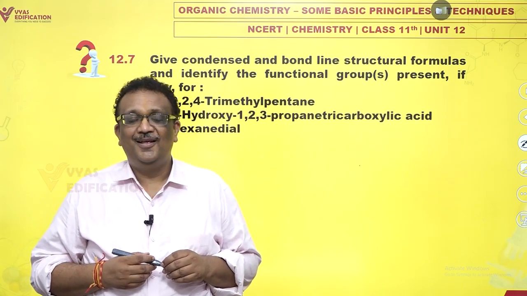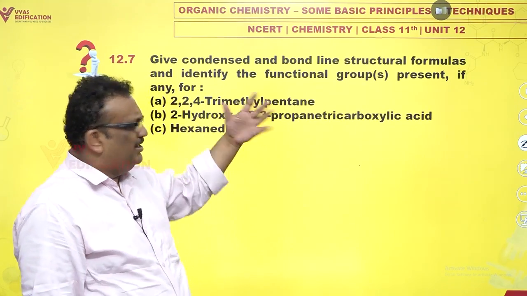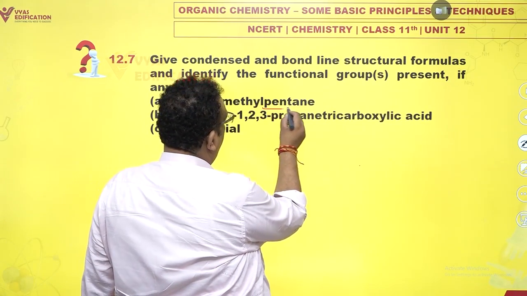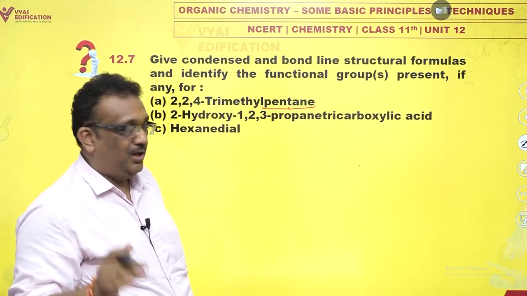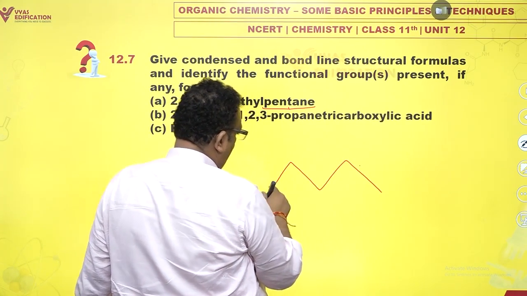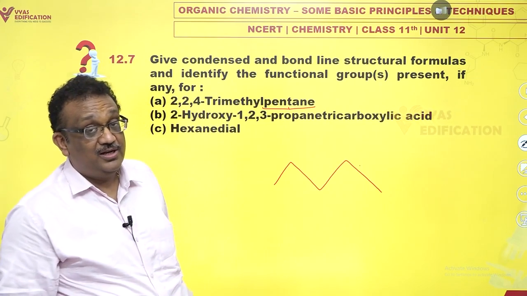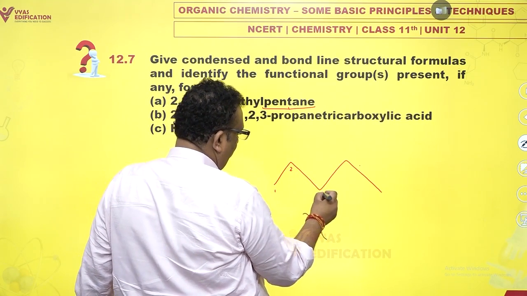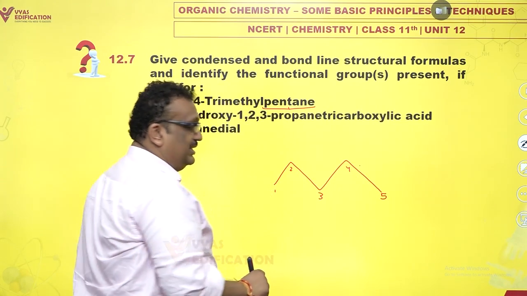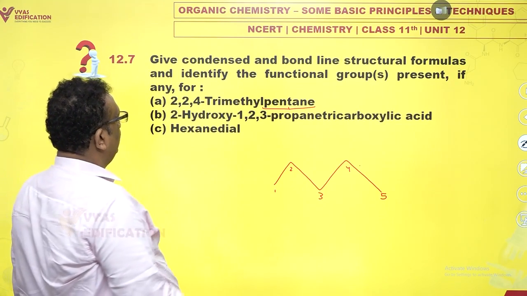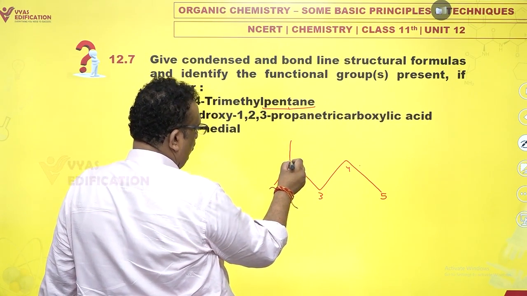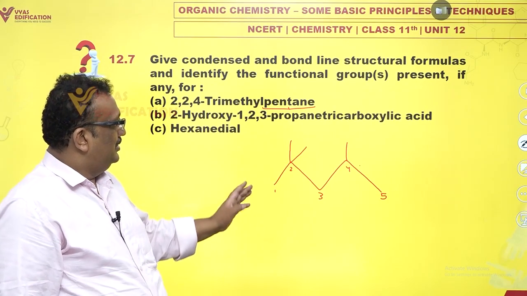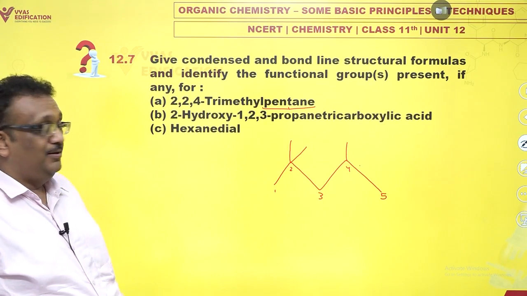2,2,4-trimethyl pentane. Now, for 2,2,4-trimethyl pentane, or anything you want to draw, bond line is the simplest. First, we'll start with the word root, pent and ane. So, we need 5 carbons. 1, 2, 3, 4, 5. Every corner is a carbon. That is the concept of bond line. And then we have 1, 2, 3, 4, 5. For your convenience, I have numbered this, otherwise numbering is not necessary. 2, 2, 4. So you have 2 methyl groups and 1 methyl here. This is the bond line notation for 2,2,4-trimethyl pentane.